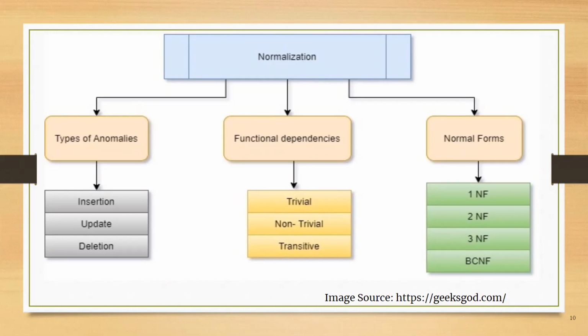nothing but repetition in very simple words, and undesirable characteristics like your insert, update, and deletion anomalies should also be removed. So in short, we can say normalization is a multi-step process which makes sure that the data is in tabular form, and it will remove all the duplicate data from the relation tables.